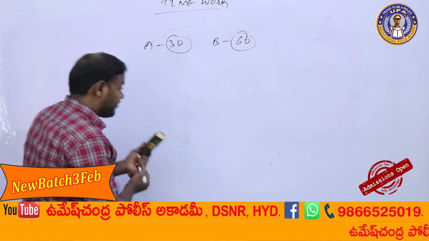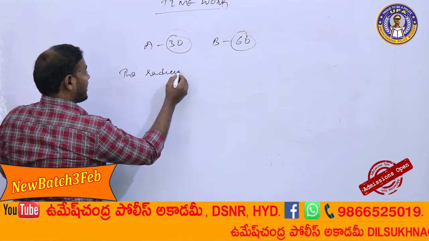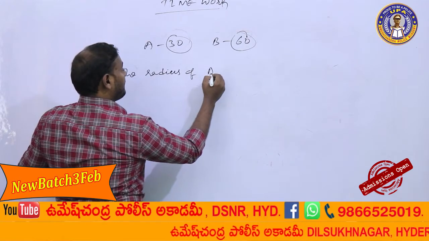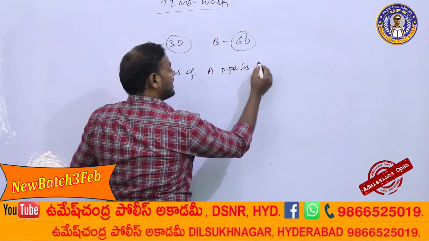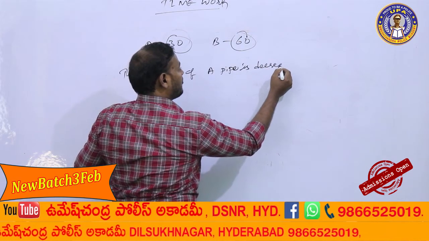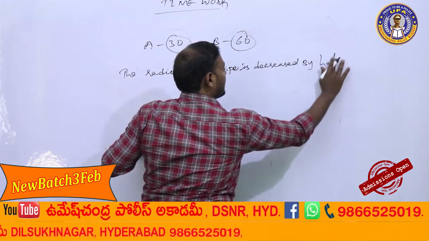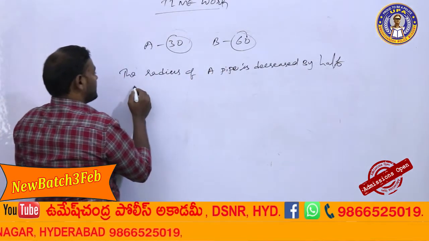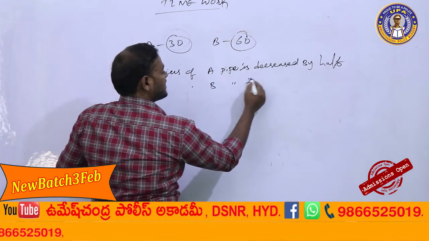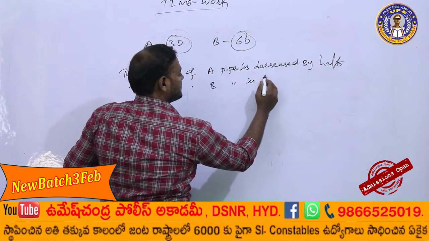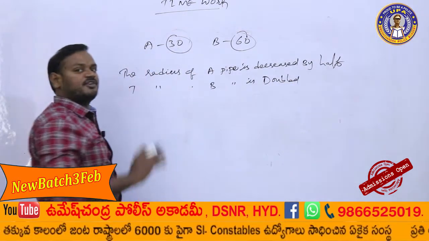But if the radius of pipe A is decreased by half, very interesting question, and the radius of pipe B is doubled, very nice question. This is the condition we need to follow.